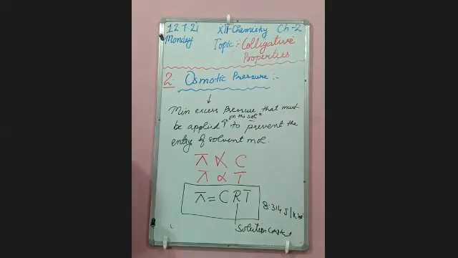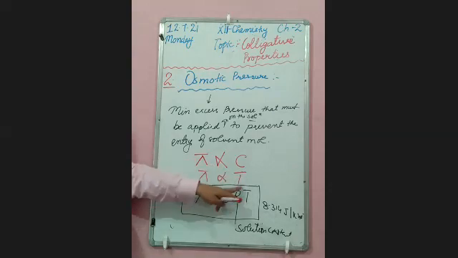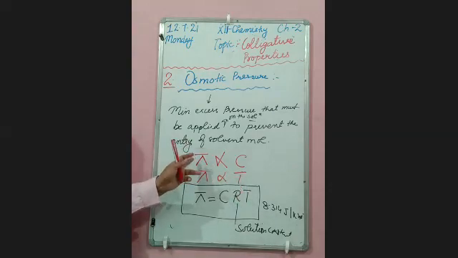Remember this, 8.314 joule per Kelvin per mole. What is C? It is concentration. What is T? Temperature. What is pi? Pi is your osmotic pressure.